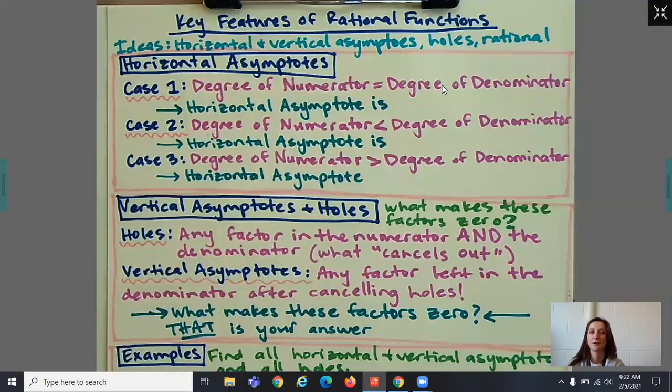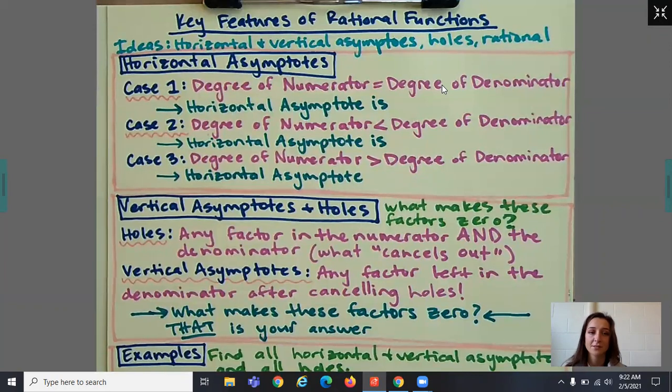Hello everyone, in this video we're going to be talking about key features of rational functions. More specifically, we're going to be talking about horizontal and vertical asymptotes, and then we're also talking about holes. So, with horizontal asymptotes, there are three different cases.